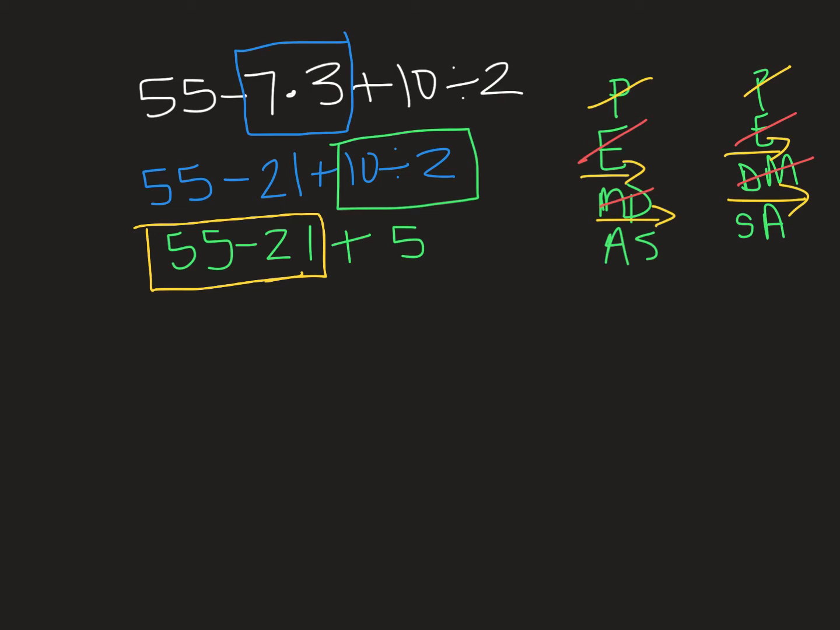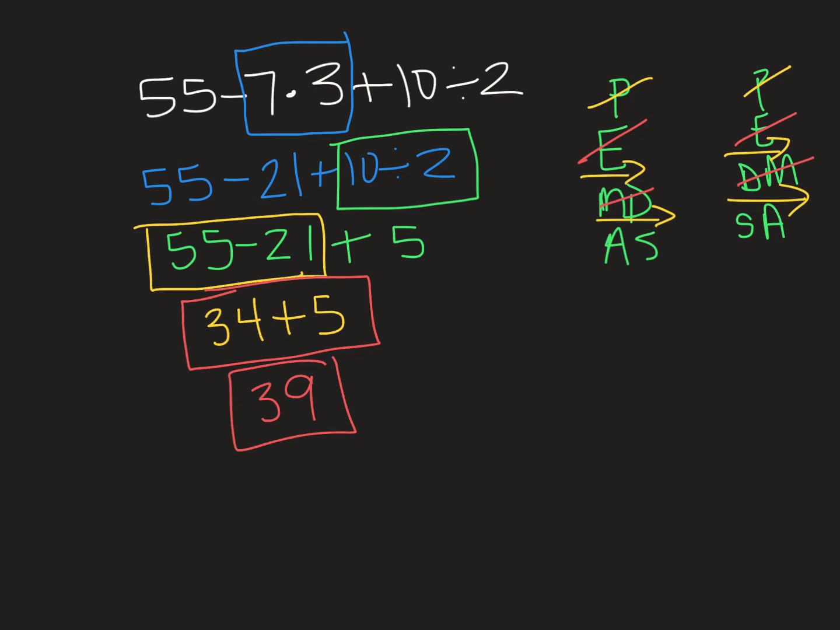So 55 minus 21 is going to get me 34. And then I just rewrite everything else. Now, the only thing that is left to solve is this addition. Okay, now all we have is 34 plus 5, which comes out to be 39. If you do not follow those steps in order, you will get it wrong.